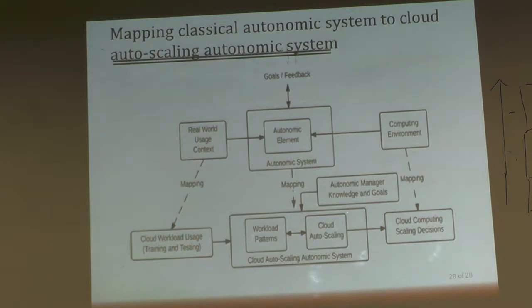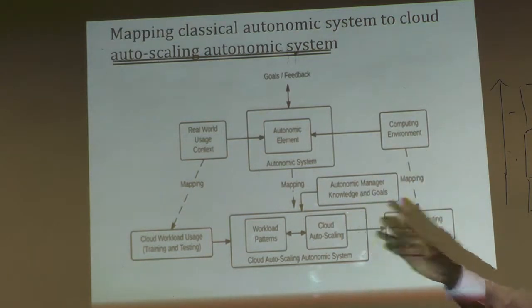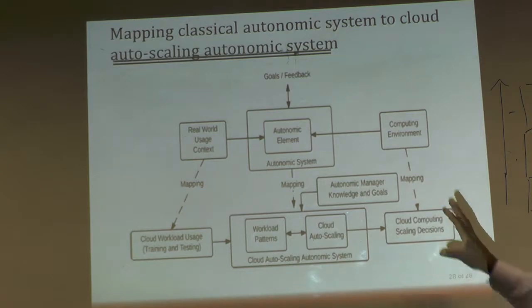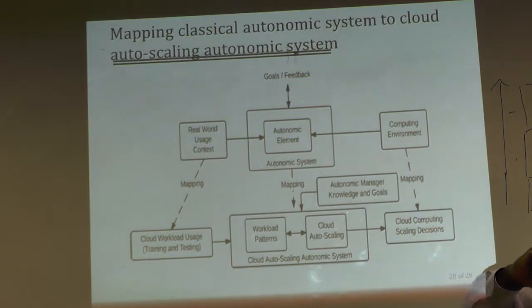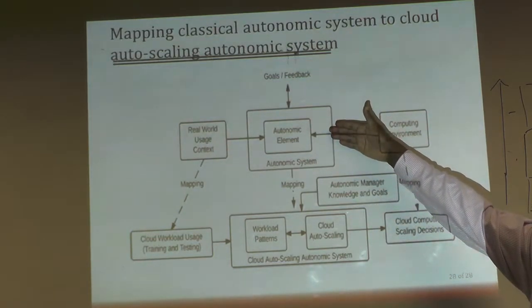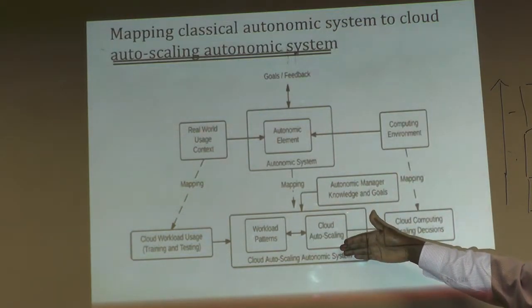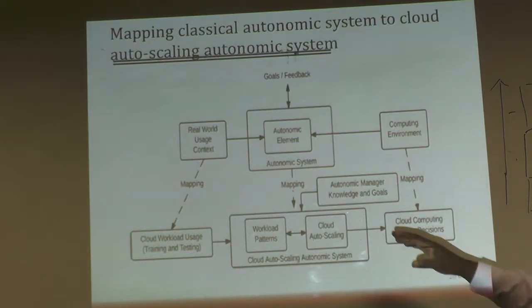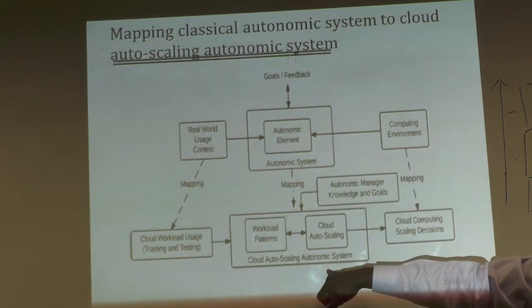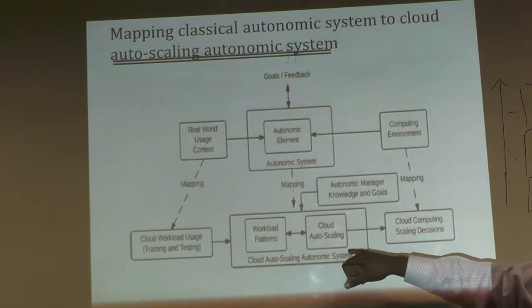Now, an autonomic system is simple. It's a system whereby it can react to external stimuli and use that internal reaction to change its state in order to affect what is coming. That's an autonomic system. The typical autonomic system has the real world, the autonomic element, and the computing environment. That's all. So what we did now is to map this autonomic system into our auto-scaling system. We map the real world into our cloud workload usage. It can be anything. We map the autonomic element into the auto-scaling autonomic system, which includes our prediction and so on and so forth.